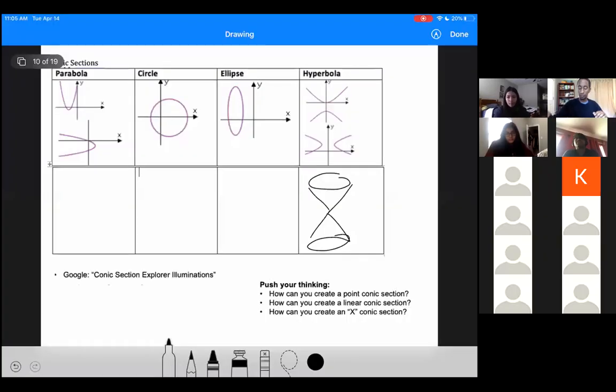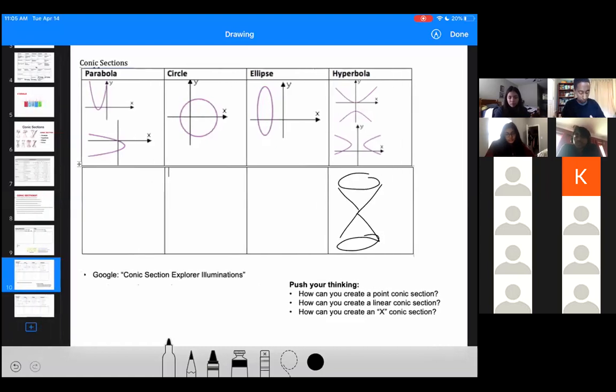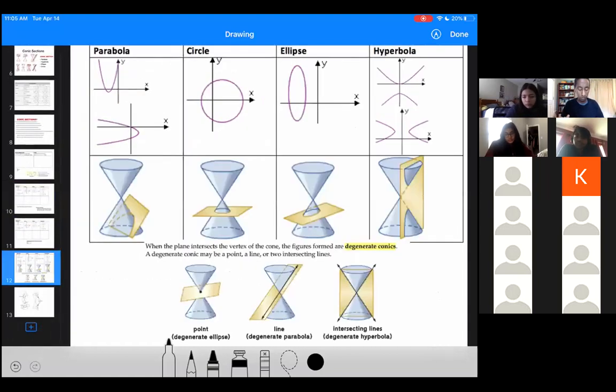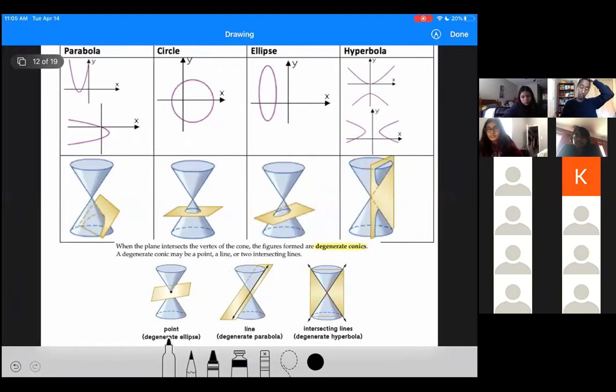Okay, awesome. I just wanted you to mess with that for a little bit. So here's what they would look like in general. You can take a minute to fill that out. These are just one example of each conic section. So for the parabola, as we discussed at the beginning, the plane has to intersect it, and it has to only intersect one of the cones.